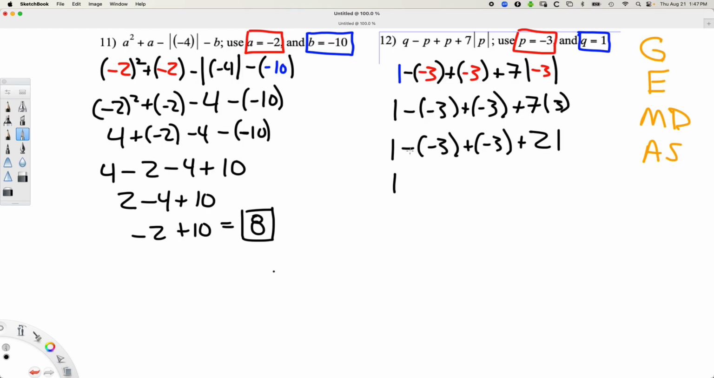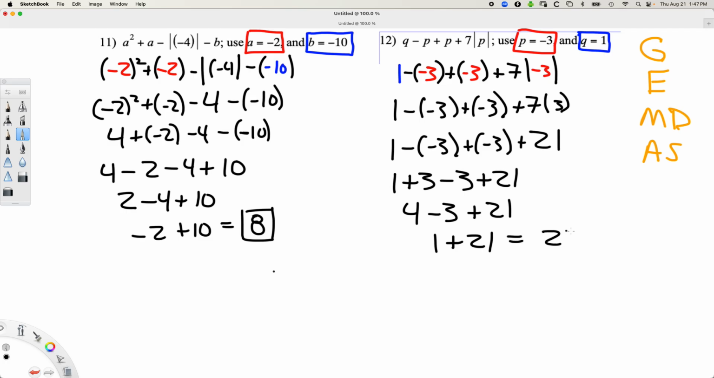So 1 minus negative 3 is the same thing as plus 3. Plus a negative is the same thing as minus. So minus 3 plus 21. Now I just read from left to right. So 1 plus 3 is 4. 4 minus 3 plus 21. 4 minus 3 is 1. 1 plus 21, which would be equal to 22 for our final answer.